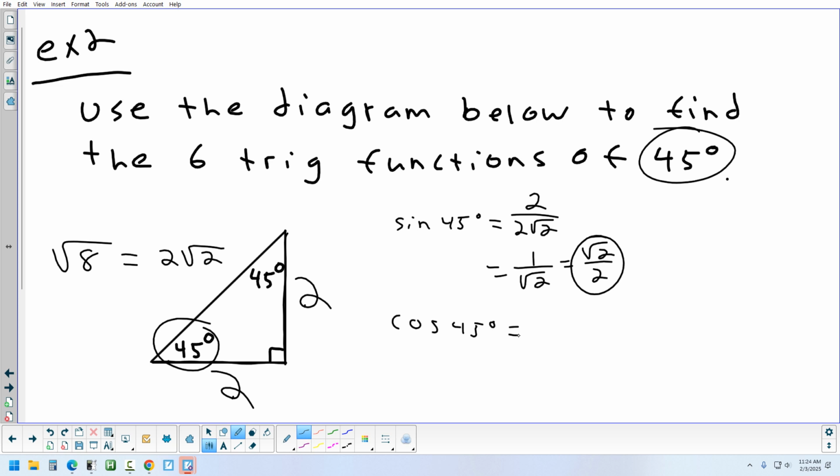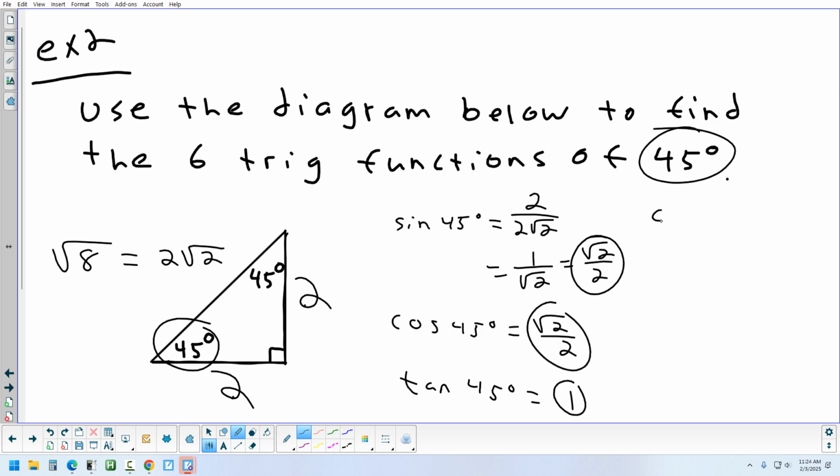It's going to be the same thing, because the opposite and adjacent are exactly the same length. So that's also square root of 2 over 2. And how about the tangent? One. Opposite divided by adjacent is 1.